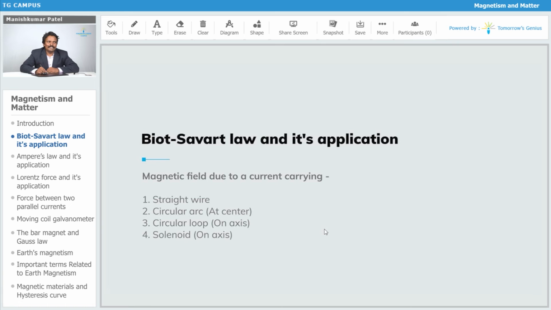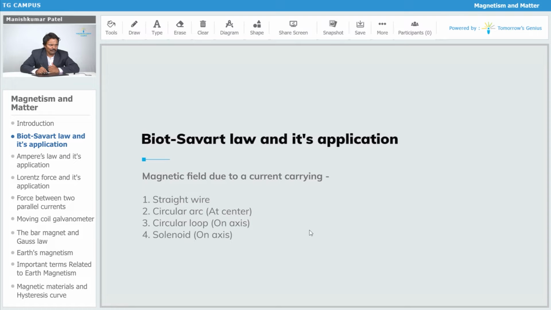Now we will see the application of Biot-Savart's law. That is mainly the magnetic field due to the straight wire, then due to the circular arc, then the circular loop, and because of the solenoid.